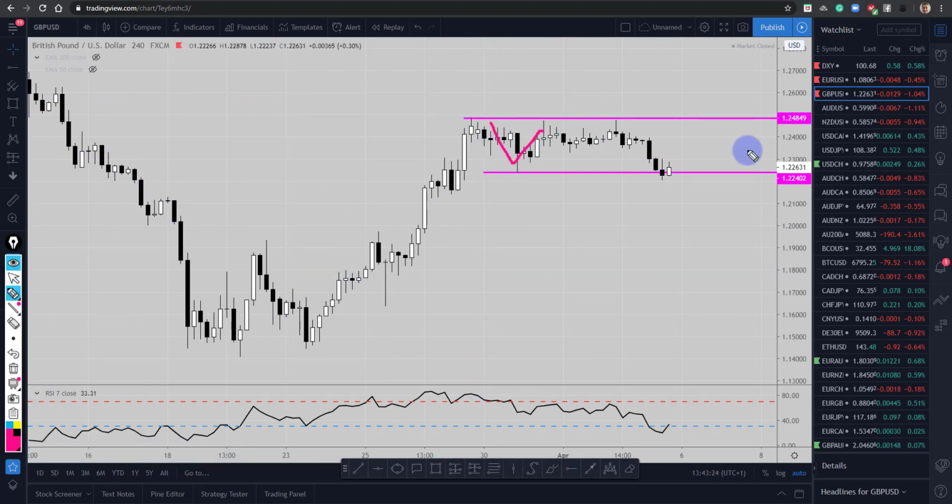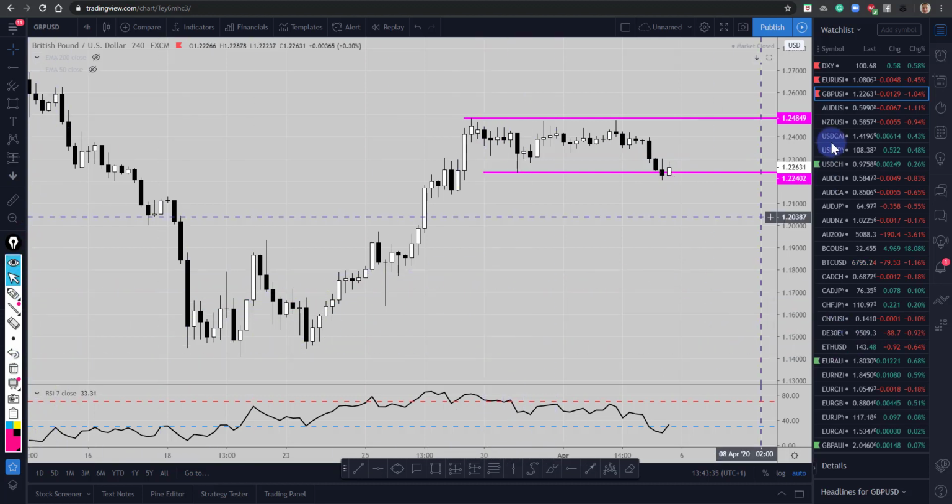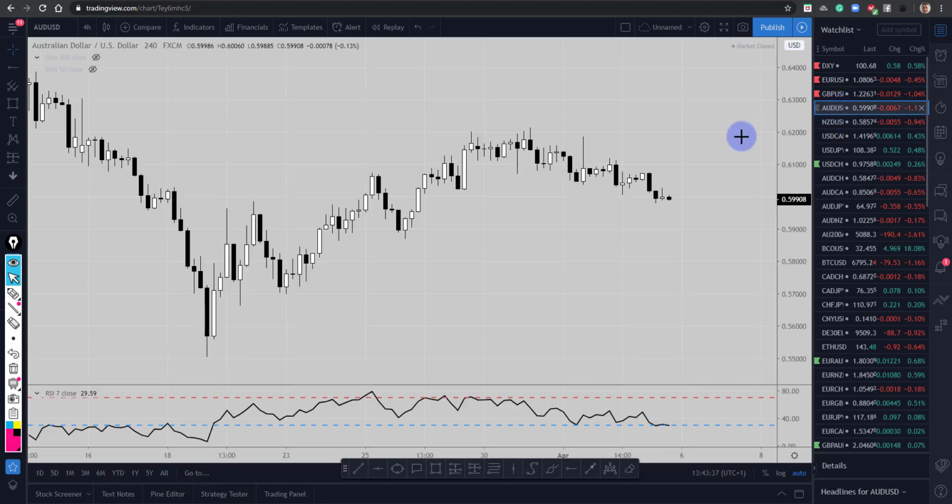So after it moving sideways for so long, I'll be starting to see that break to the downside and head back towards that 115 area. That's something we've got to take into consideration. Aussie US dollar, very much the same. Starting to see that market break to the downside.